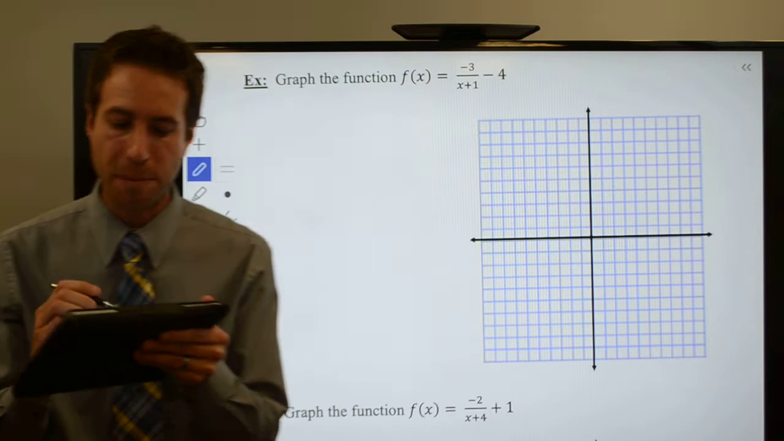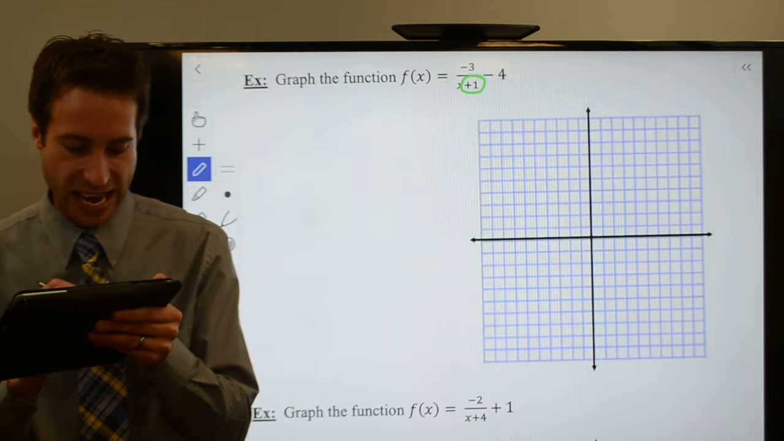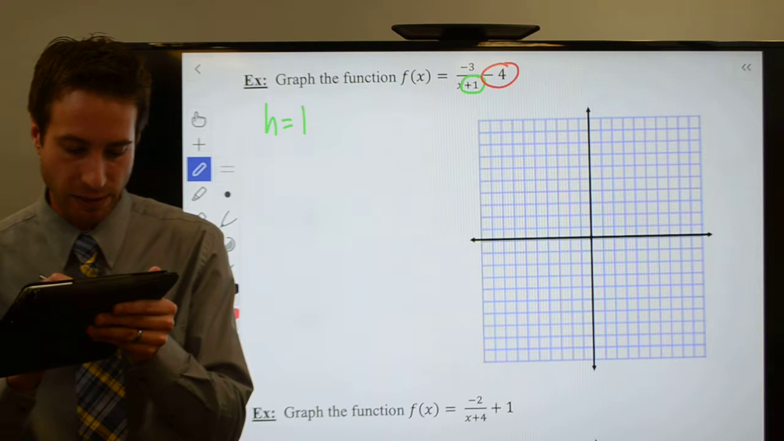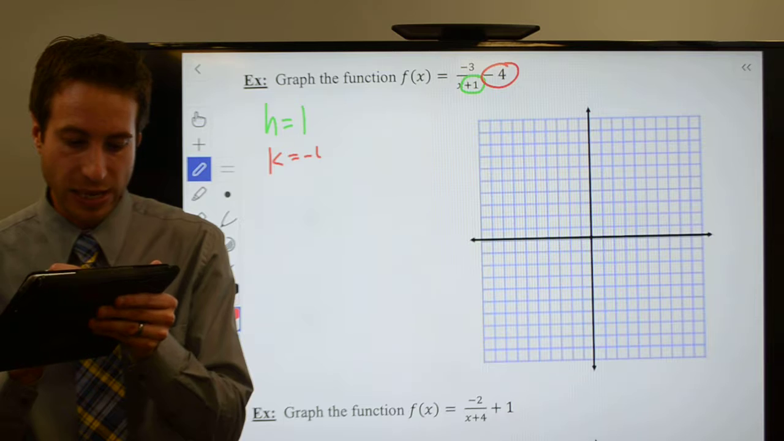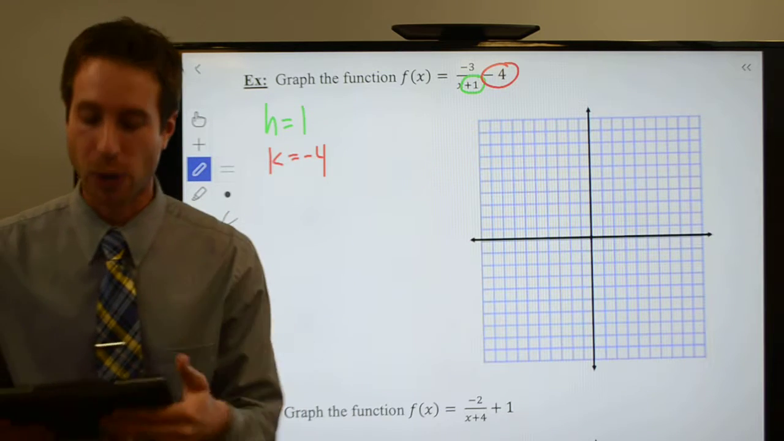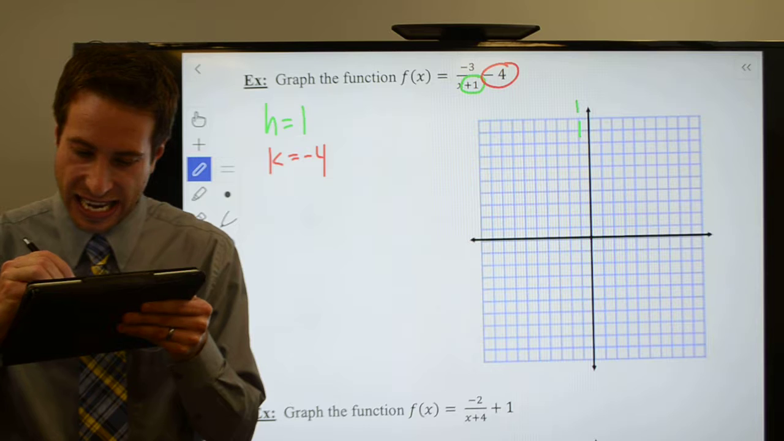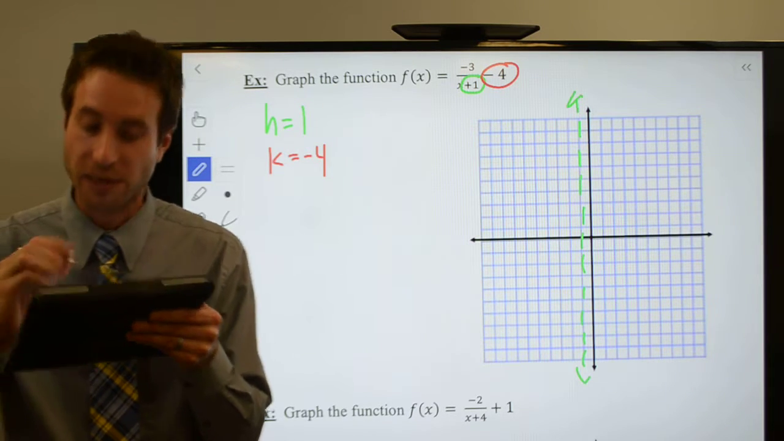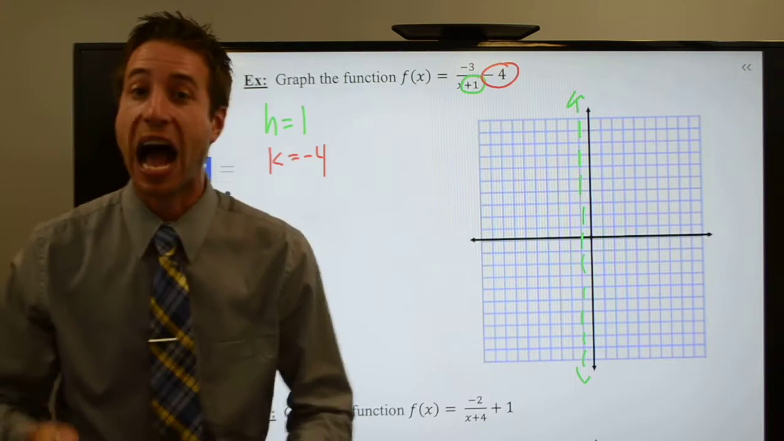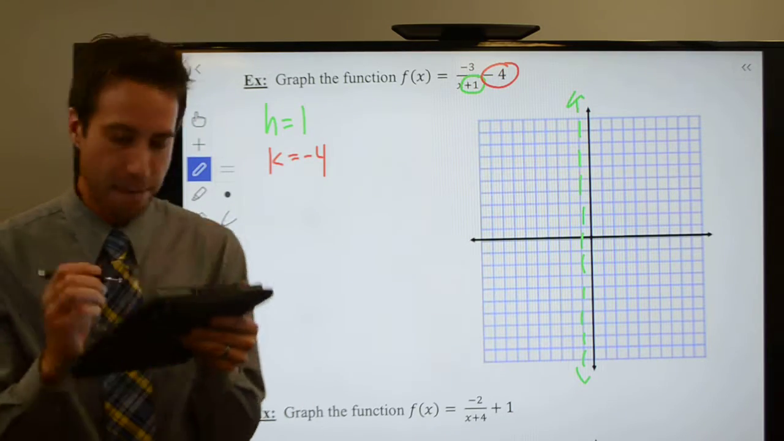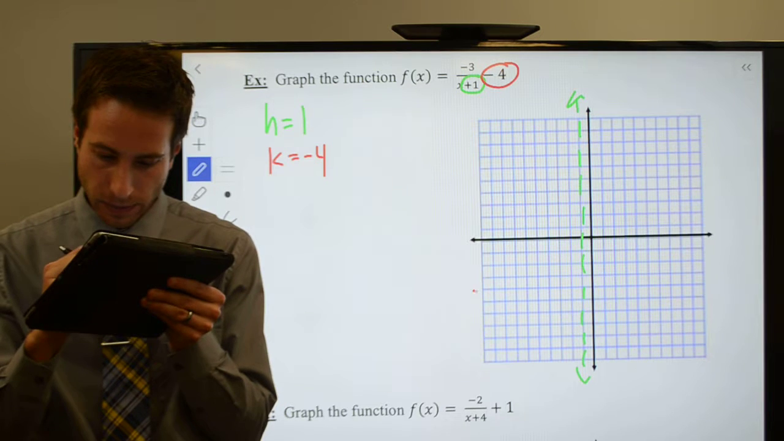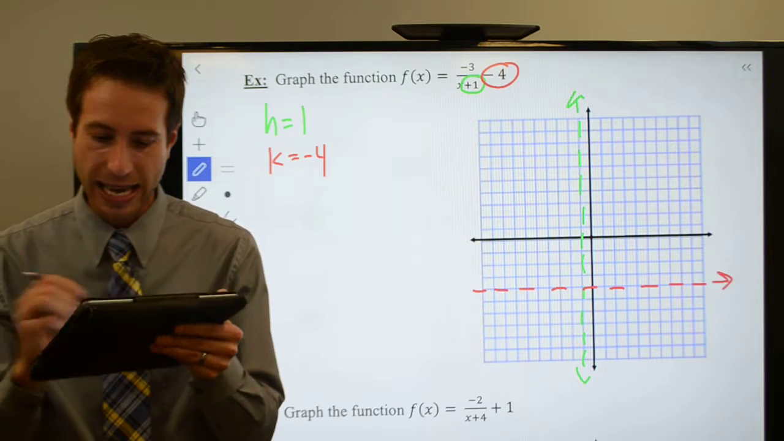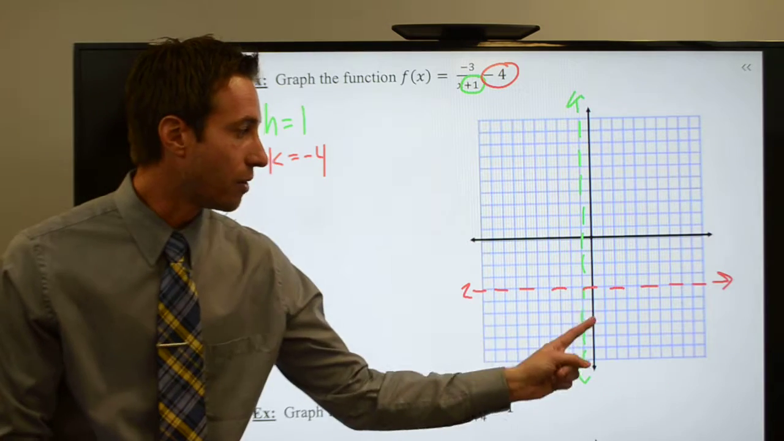Again, right away, I jump into it by finding my value of h and my value of k. h is equal to a positive 1, k is equal to a negative 4. Here's what that tells me. I will have a vertical asymptote at negative 1 right there, because the vertical asymptote is determined by h. I will have a horizontal asymptote at negative 4, because the horizontal asymptote is determined by k. So there's my vertical, there's my horizontal.